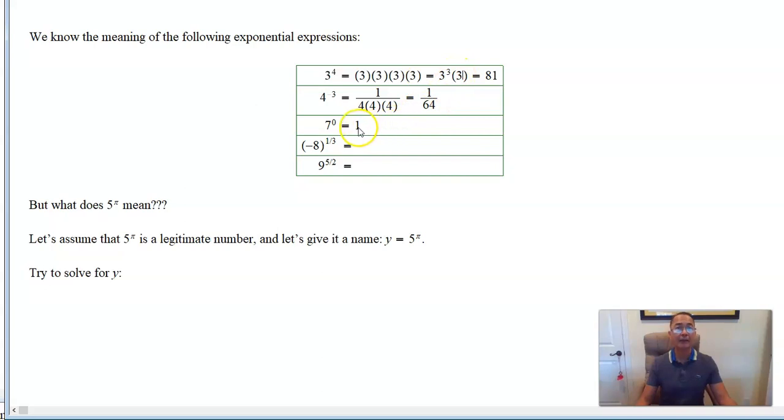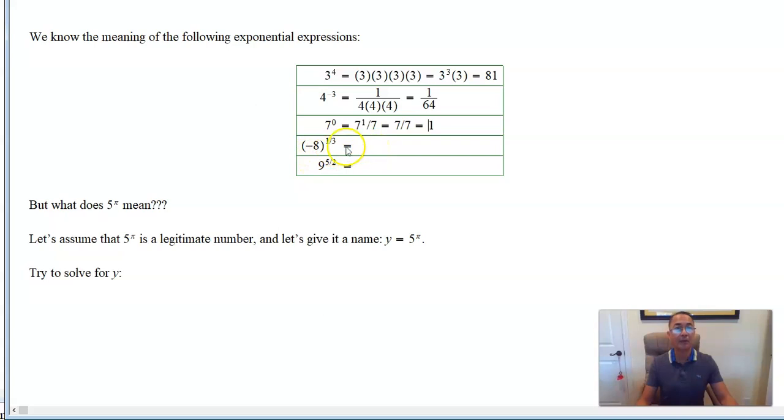Okay, so how about the 0th power? Well, start with the first power of 7 and you divide by 7. But 7 to the first power is simply 7. 7 divided by 7, that's where we get our 1. Okay, so now what about fractions?